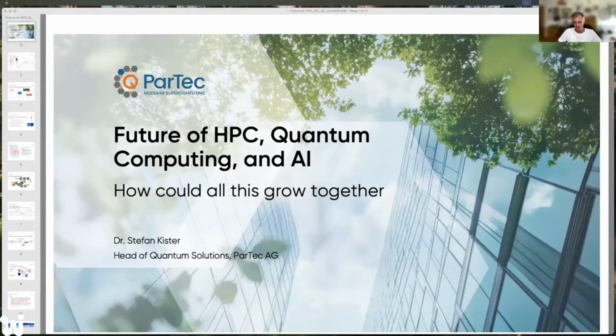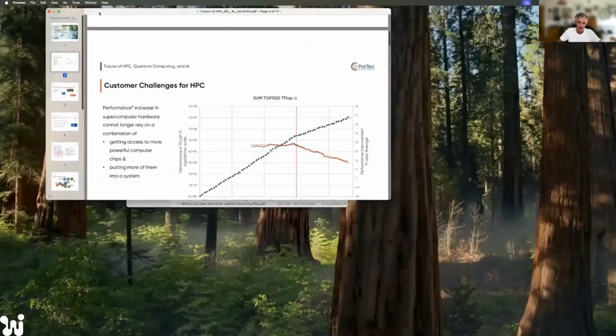Right. So the first question is, why do we need HPC with AI or quantum computing? And then I would like to go into the challenges of HPC and also the challenges of AI supercomputers, and then we move into the quantum space later. So the next chart, please. So in the next chart, you can see, thank you.